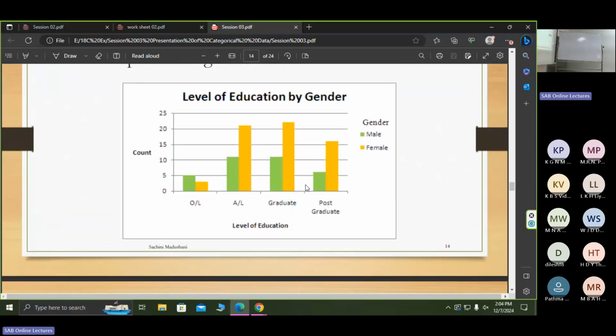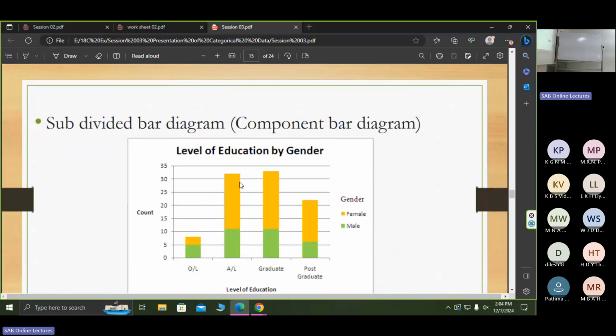This one is the multiple bar chart. We cannot find the total frequency of each category in the level of education here. But here we can. Understood? But here we cannot do the comparison gender-wise. Why? The first one is male, no? Then we can do the comparison between male. Why are all starting from 0?